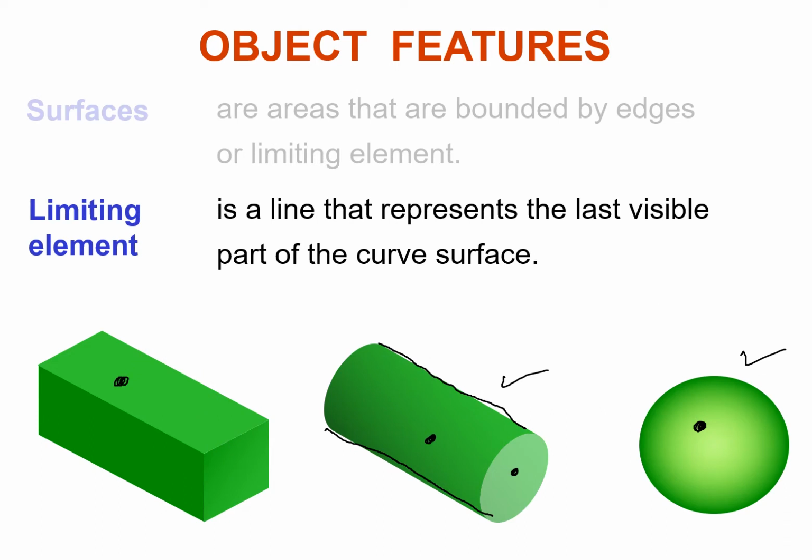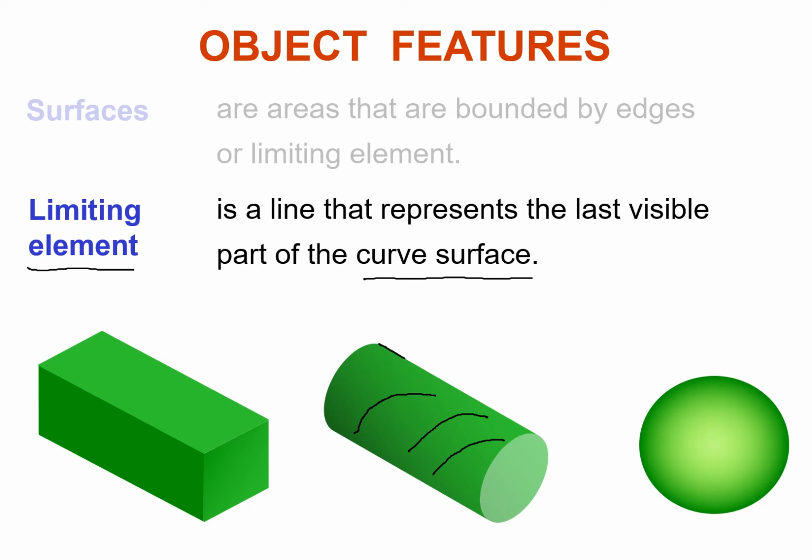Now, how is a limiting element defined? A limiting element is a line that represents the last visible part of the curved surface. As we said, limiting elements will be used for curved surfaces, because here you can see that this is a curve. This is actually a curve. So we will define limiting elements to represent these curved surfaces. So this is what we are going to do.